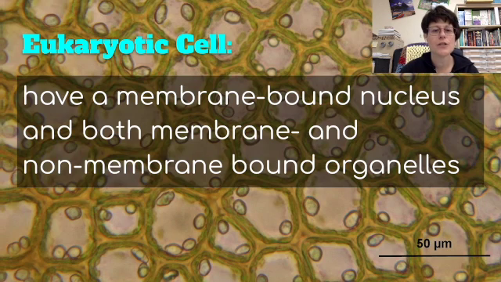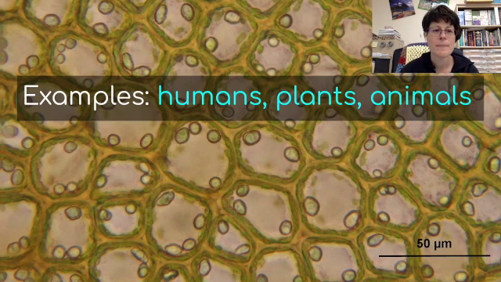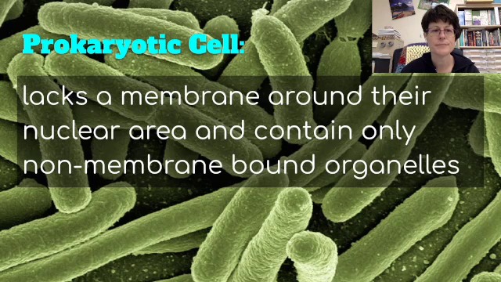Now, there are a couple of different types of organelles, and eukaryotic cells have a membrane-bound nucleus and both membrane and non-membrane-bound organelles. So when we talk about organelles, there are some that are membrane-bound and some that are non-membrane-bound. And examples of eukaryotic cells are found in humans, plants, and animals.